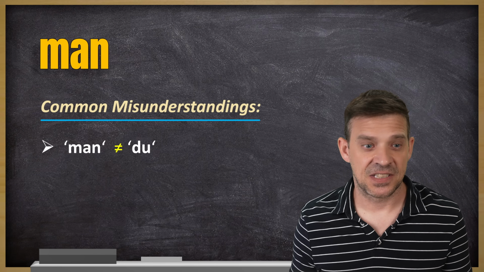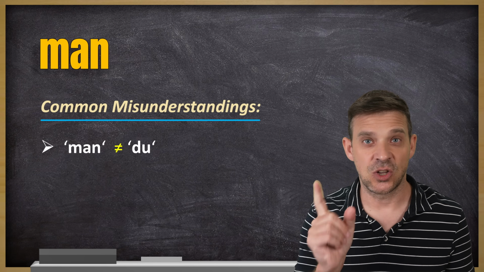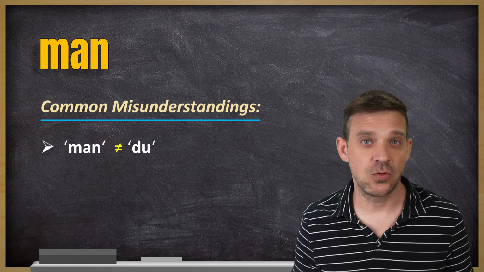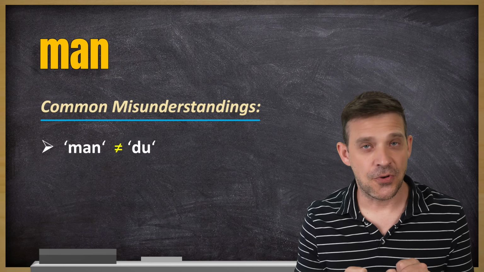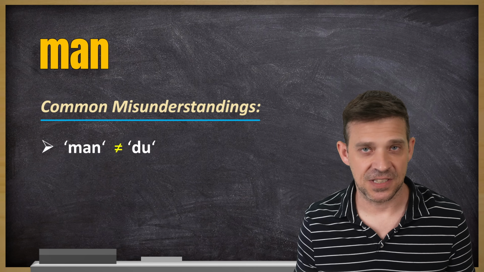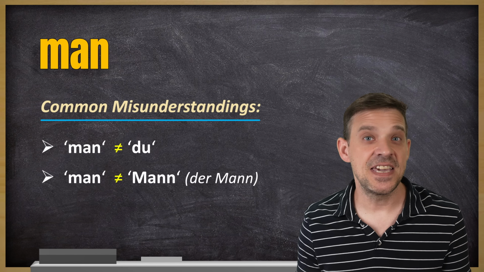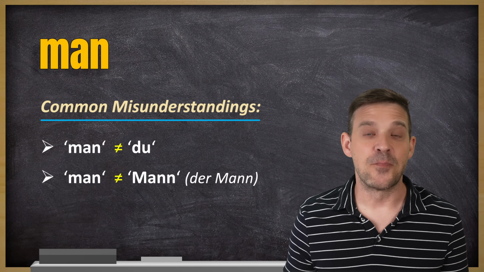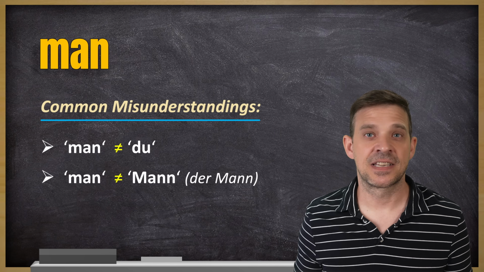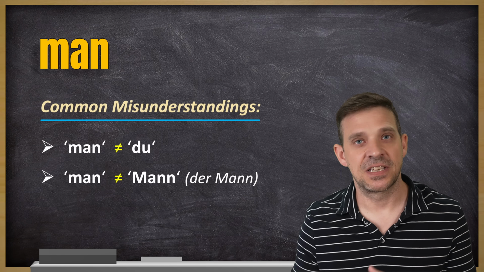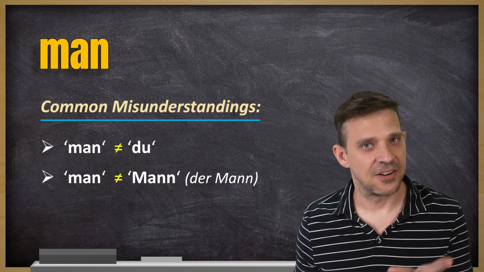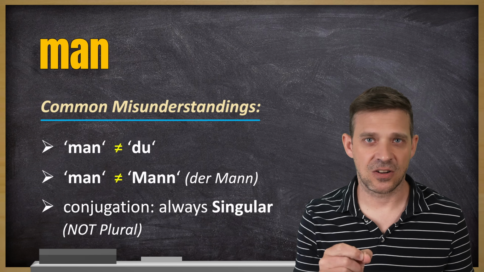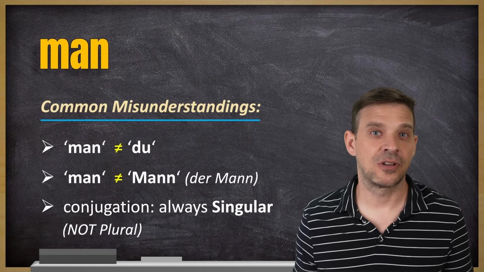Common misunderstandings. Mann ist nicht gleich du. Nicht gleich means not equal. Mann ist nicht gleich du. They are two different pronouns used in different situations. Nummer 2. Mann ist nicht gleich Mann. They sound exactly the same, I know, but Mann capitalized with 2N is the man, der Mann, which is the male human being. They're not the same. Und the conjugation. Always use singular conjugation and not the plural form.